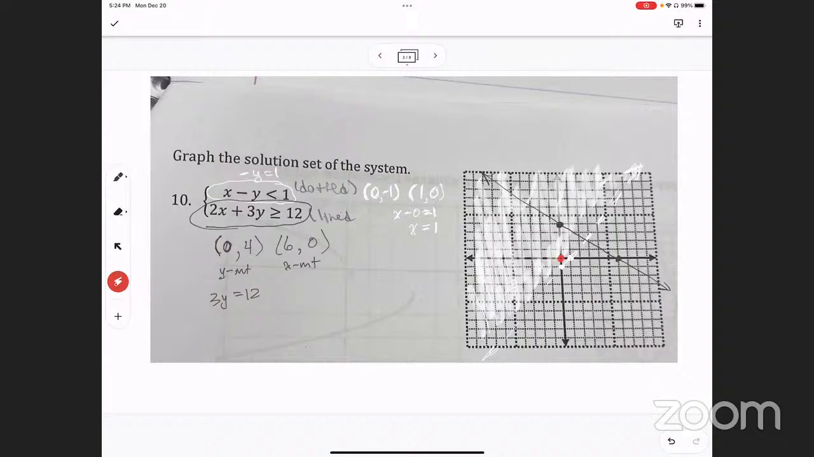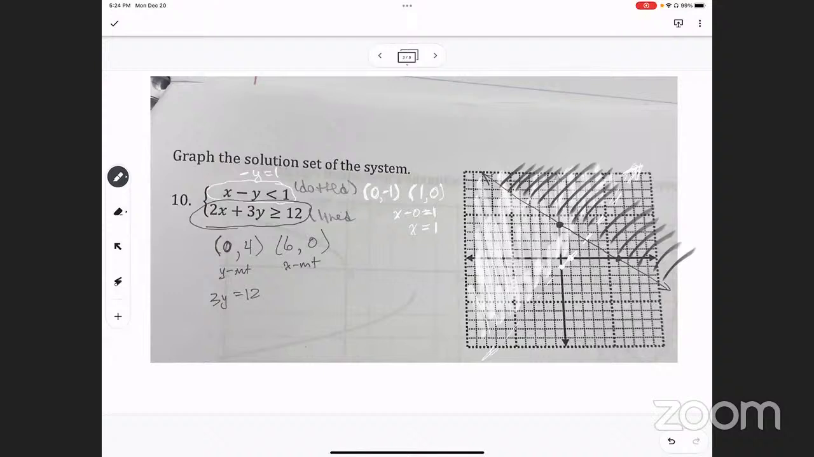And which way do I shade it? Is (0, 0) a solution? No. Very good. So which way do I shade it? Up, like the other way up. I shade it up. So that's where the intersection happens. Your intersection happens in that top quadrant where those two lines intersect.